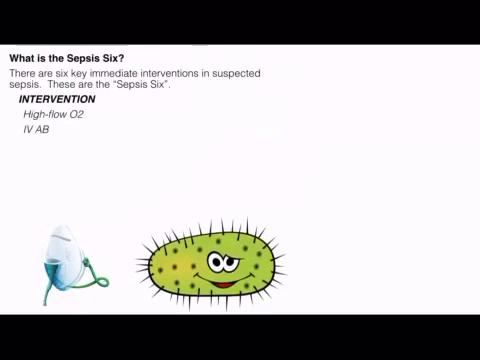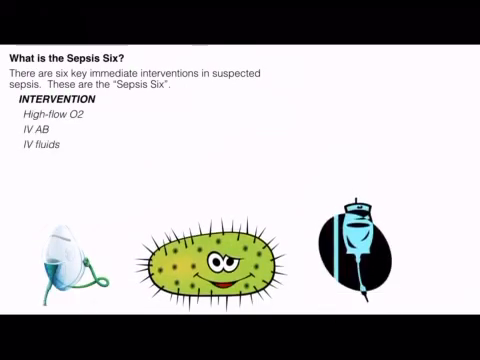What is the Sepsis 6? So 6 key immediate interventions in suspected sepsis. So your 3 interventions and then 3 things to investigate further. So give high flow oxygen, IV antibiotics, and IV fluids. And you can see why. Remember that quite often we can have less than 91 O2 sats. A lot of those things, it could be septic shock. If it's septic shock, it's bacterial toxins. Fluid addresses hypovolemic shock. Okay?